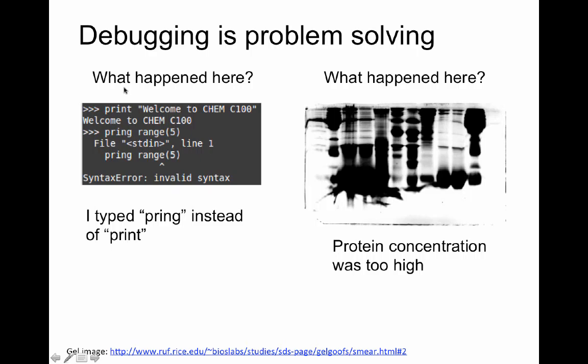So on the left, I ask you, what happened here? First, we printed the first line from the program that we went over before, and it says, welcome to Chem C100, that's correct. And then you want to print the range from 0 to 5, except this time it tells you syntax error, invalid syntax. As you saw multiple times, I typed out a couple things incorrectly, and this time there's a typo where instead of print, I typed out the word pring, and pring doesn't do anything in programming. So it gave an error, and that's pretty much just what happened. I typed pring instead of the word print.